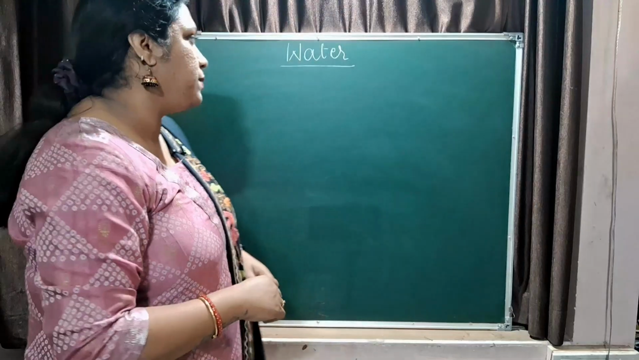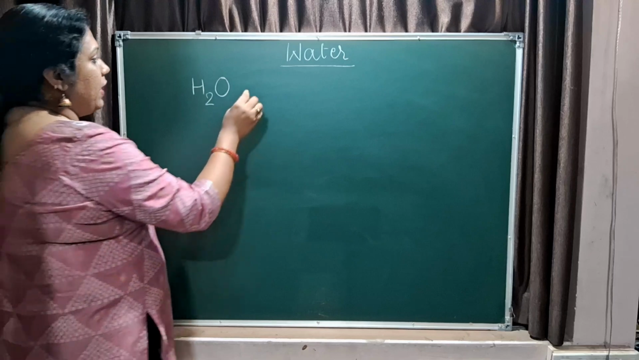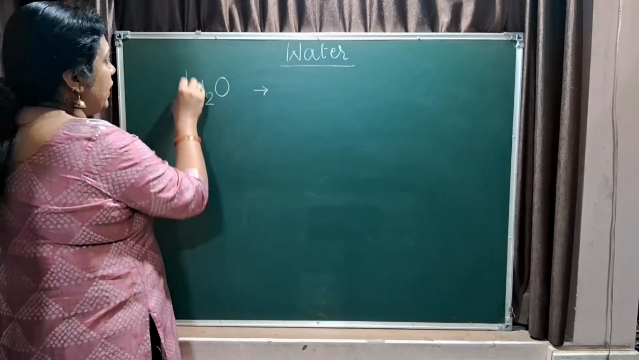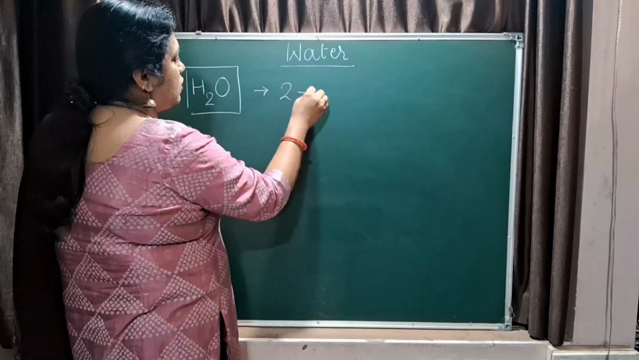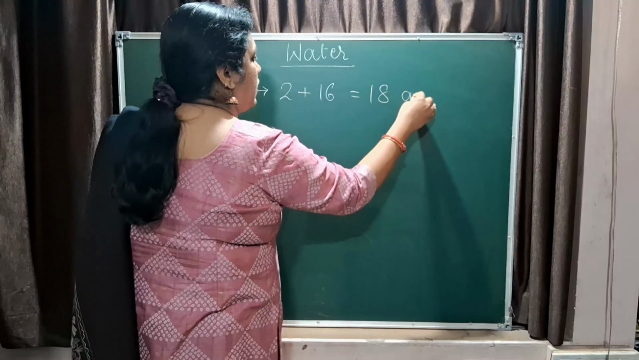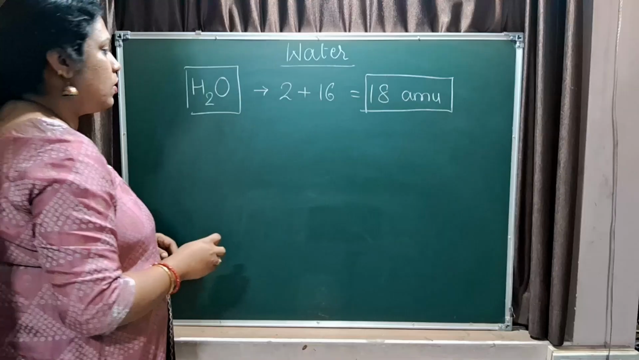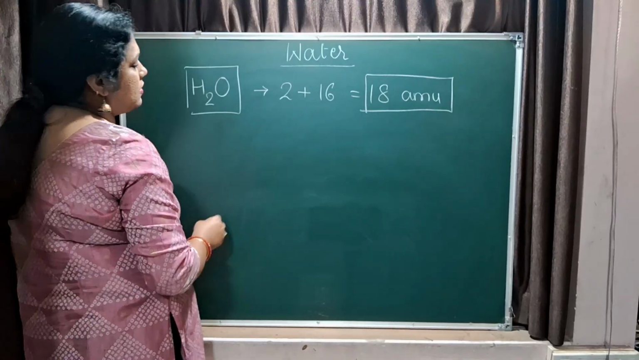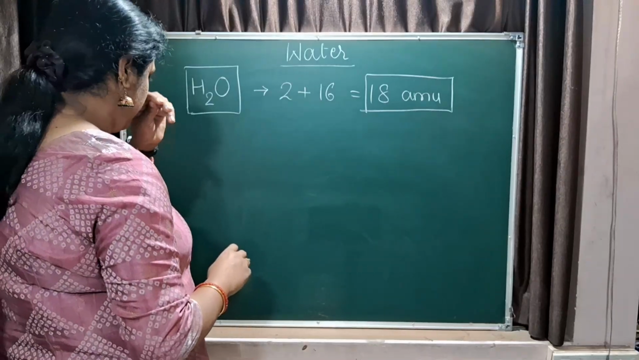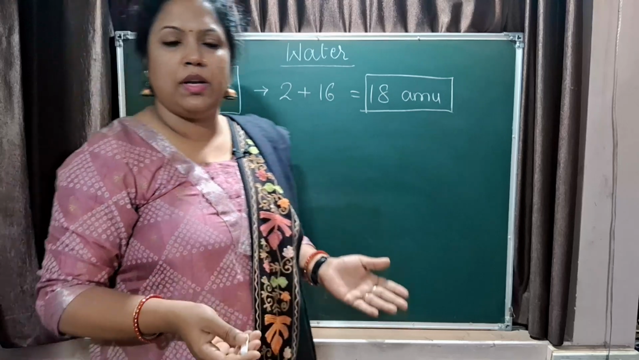So let's begin with water. What is the molecular formula of water? H2O, right? Atomic mass, if you say the molecular weight, that is 2 for hydrogen, 1 plus 1, 2 and 16. So 18 AMU is the molecular weight of water molecule. Now you know that 70% of the earth is made up of water.